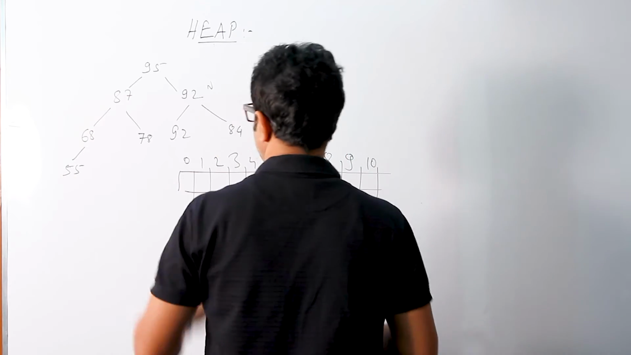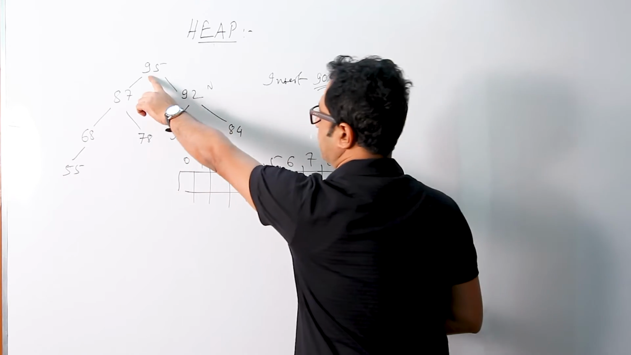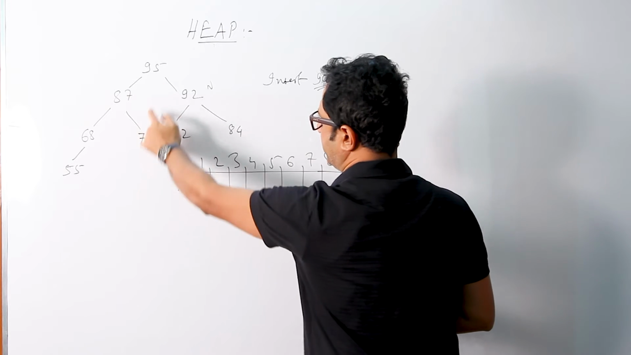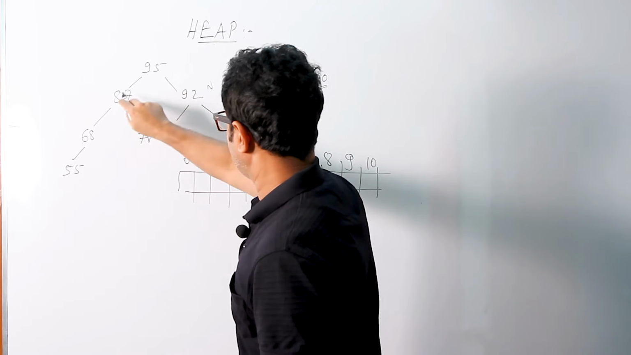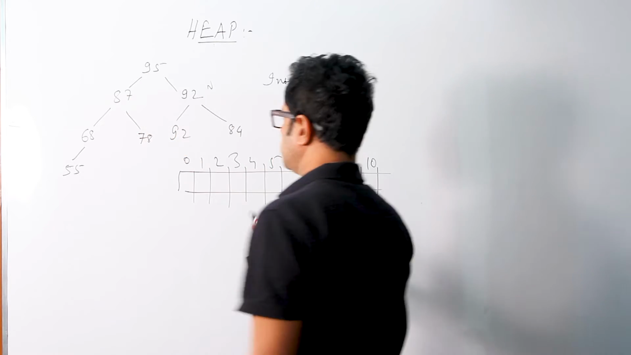So this is an array, and we will put these values one by one into an array in this order, that is top down, left to right, top down, left to right, top down, left to right. So what is top down, left to right?